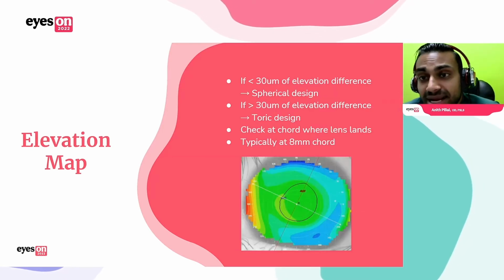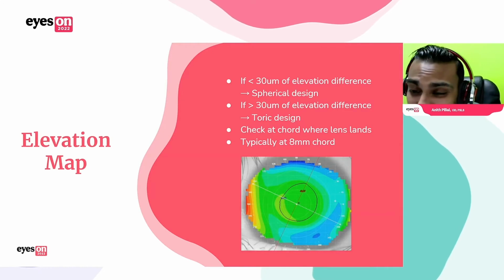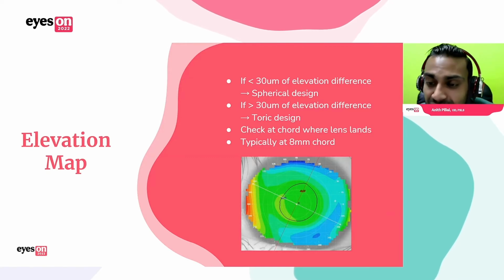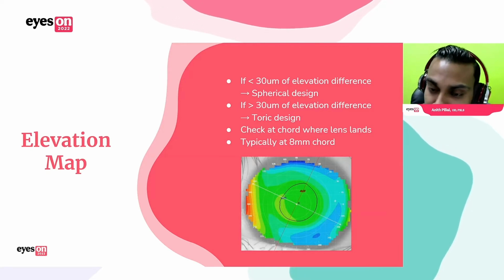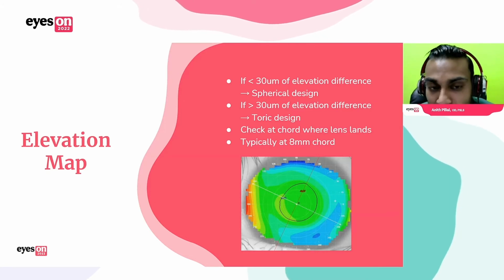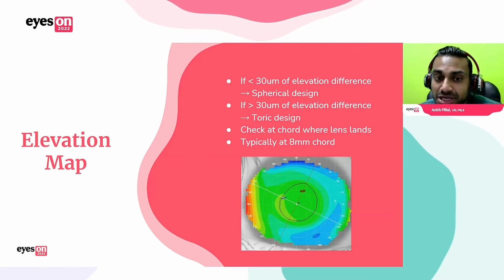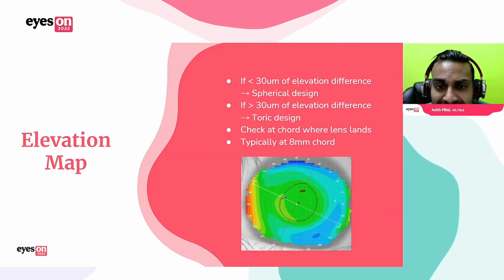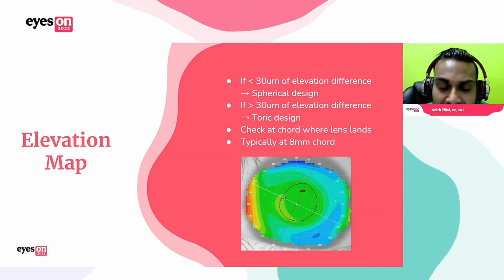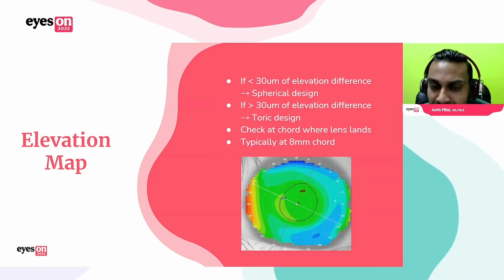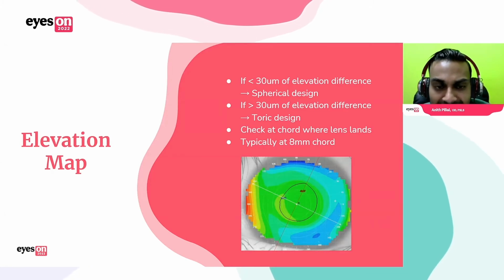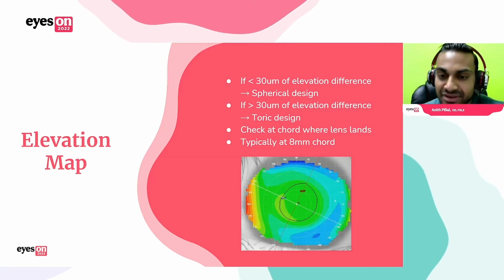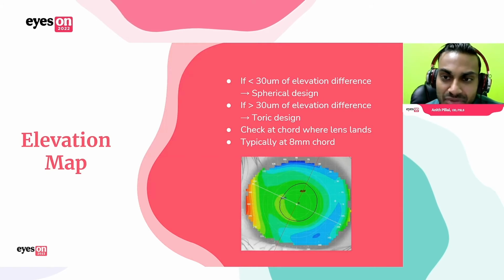And this is really my guideline. If I have less than about 30 microns, 25 to 30 microns of elevation difference between the principal meridians, a spherical design will typically work. If I have more than 25 to 30 microns, I'm going with toric. And I found, especially over the last several years, more and more of my designs are being toric. And that elevation difference is typically measured at the 8mm chord because that's where most alignment curves are landing. And depending on your topographer, that instrument can measure this directly. It'll have a difference in elevation at the principal meridian at whatever chord length you set, and you can have it pre-analyze the amount of elevation difference.